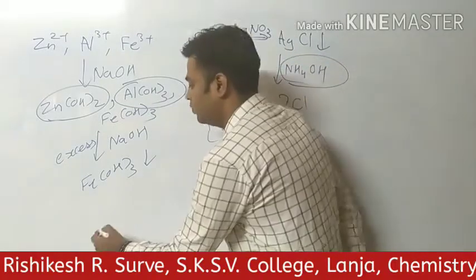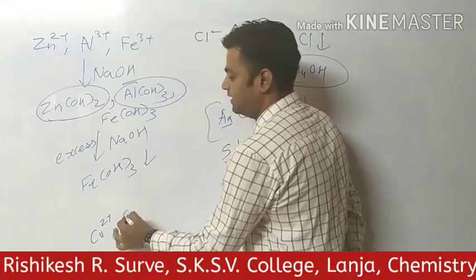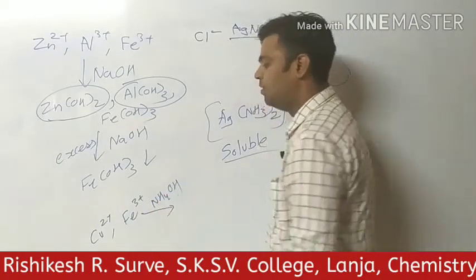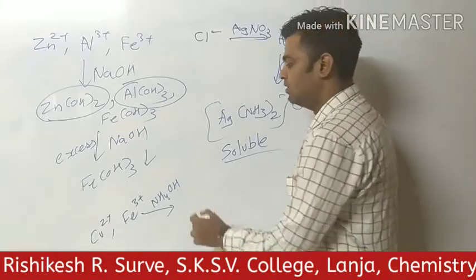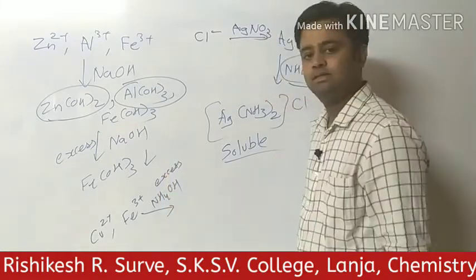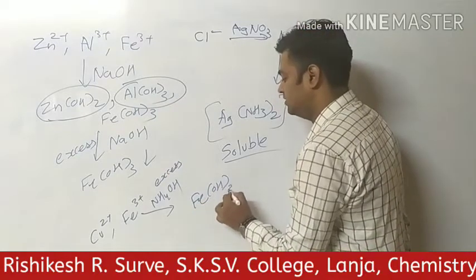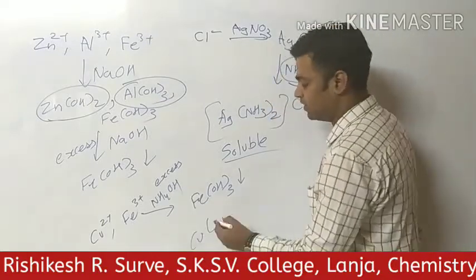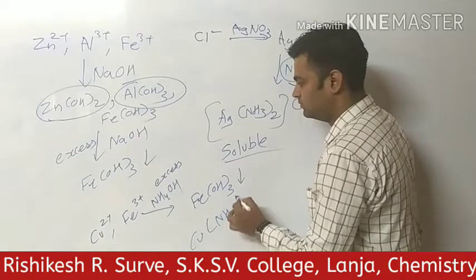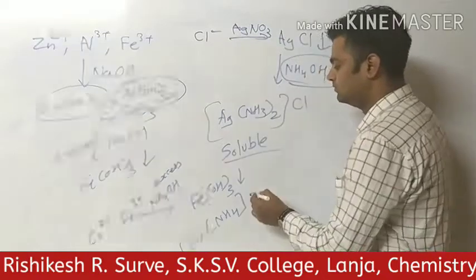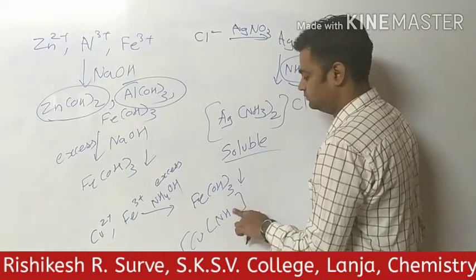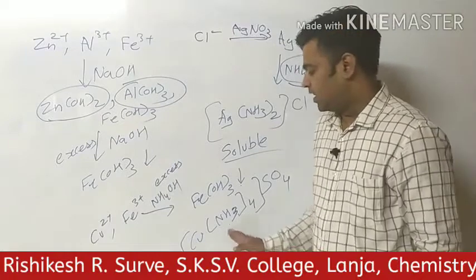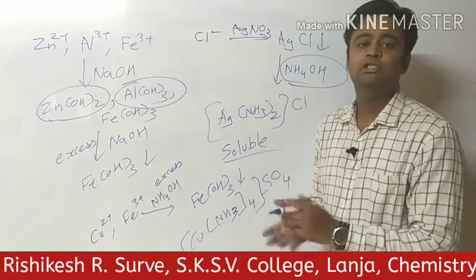A third example is, if you have been provided with copper and Fe3+, on addition of ammonia, which is a base, we have to add it in excess. Fe(OH)3 precipitate will definitely form, but copper on excess addition of ammonia will form tetraammine copper sulfate as a soluble complex.